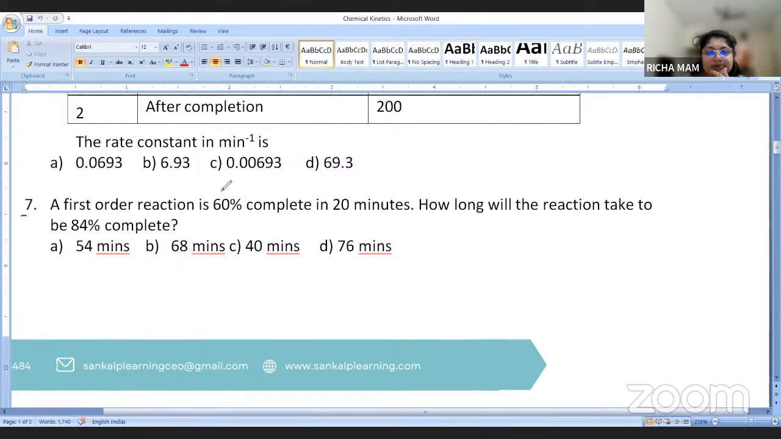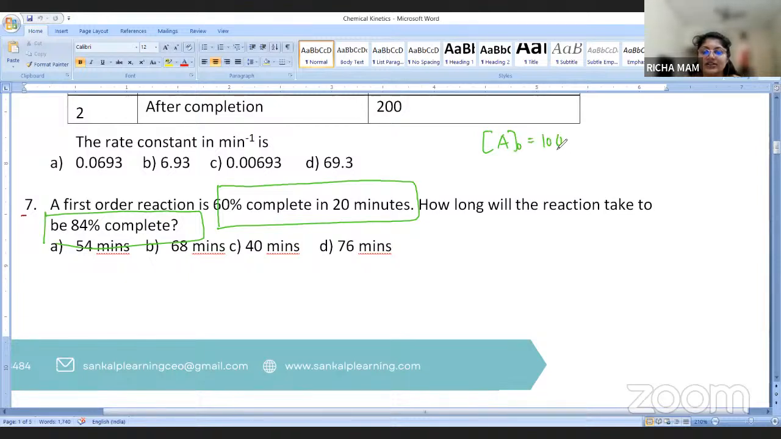For 60% to complete, it is taking 20 minutes. In 20 minutes, 60% of the first order reaction is completed. So how much time will it take to be 84% complete? How are you going to solve this? If we take the initial concentration as 100, then the concentration of A will be 100 minus 60, that is 40, in 20 minutes.